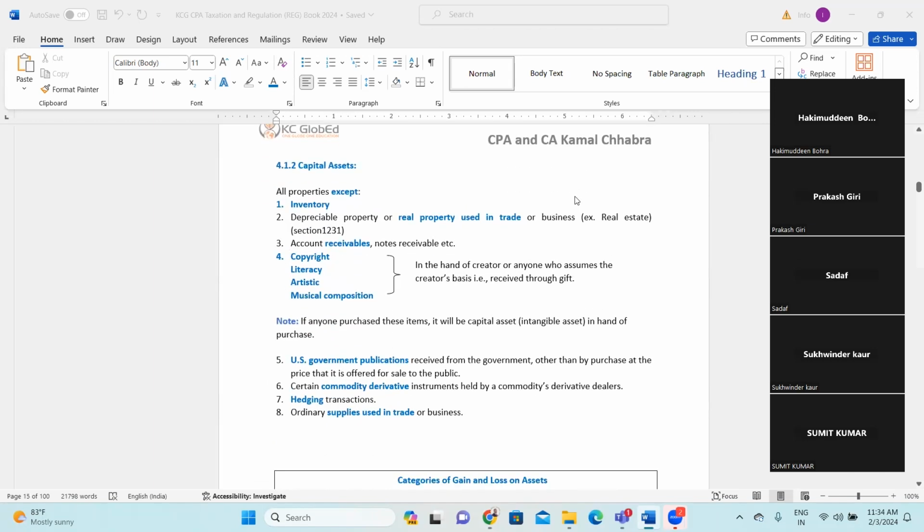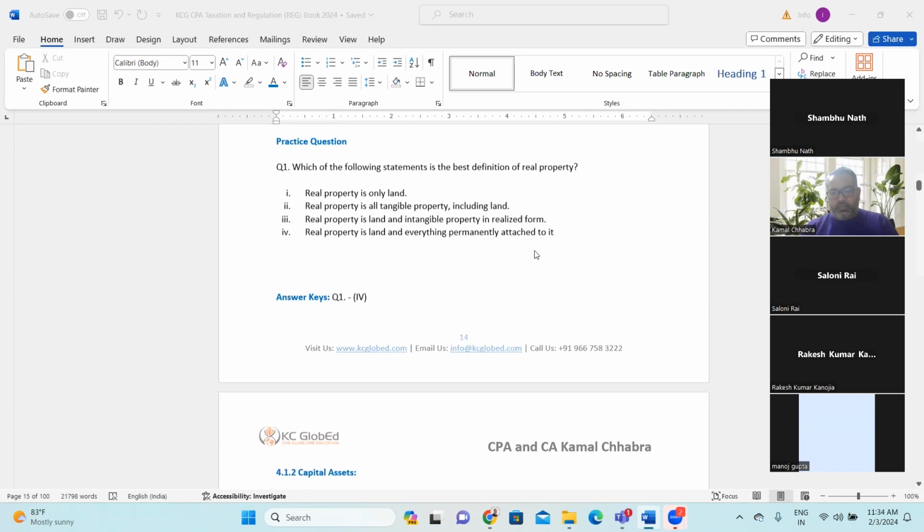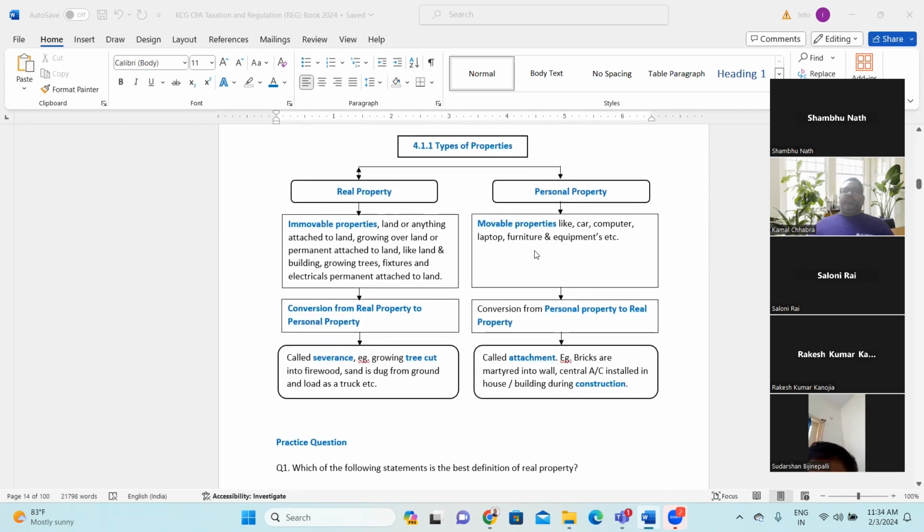Next, sir, I have a question. Yes, please. Sir, in conversion of real property to personal property, for the example which you gave, a growing tree cut into firewood, the firewood would convert into inventory, right, instead of property, depending upon the nature of the business. So how can we say that it will become personal property?